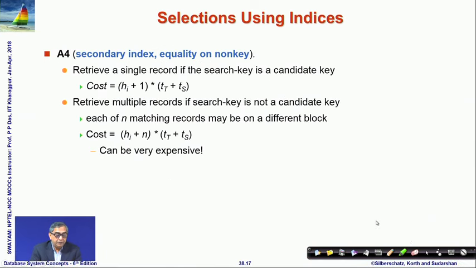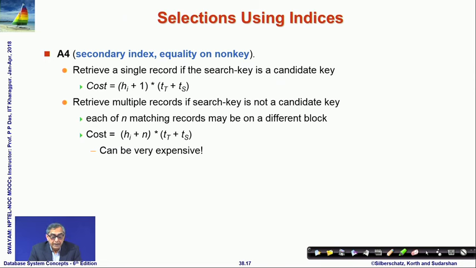If we look into a few of the other situations, for example, let us say instead of a primary index, I have a secondary index and you are looking for an equality on a non-key, then you can retrieve a single record if the search key is a candidate key. If it is a candidate key, then we know that even though it is not a primary key, two tuples can never match on it and still exist. So, we will get only a single record, and therefore, this is the cost expression that you will get.